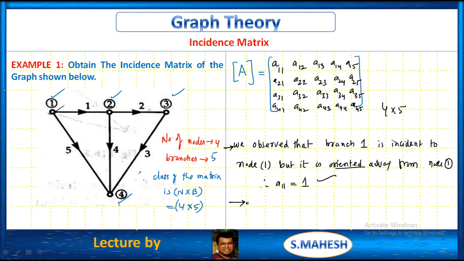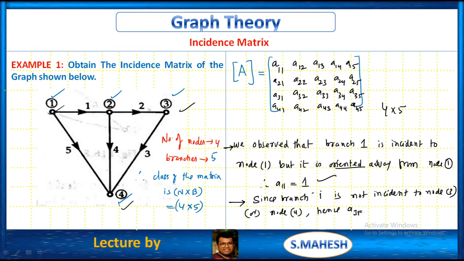Let us say A31. Since branch 1 is not incident to node 3 or node 4, right? This branch 1 is not incident to node 3 or node 4. Hence, A31 is equal to 0, like that A41 is equal to 0. So like that, we have to get the remaining element values.